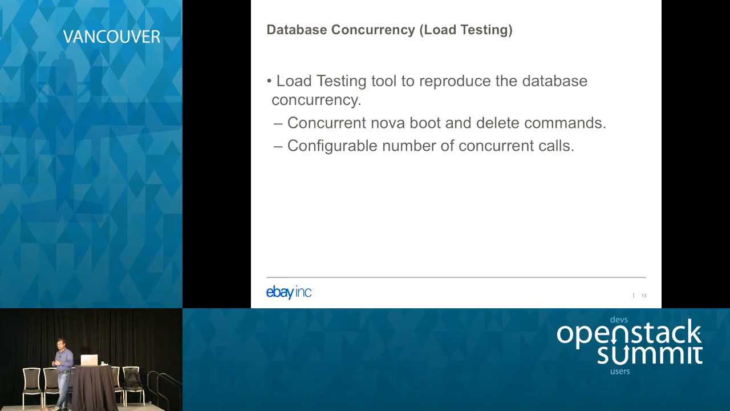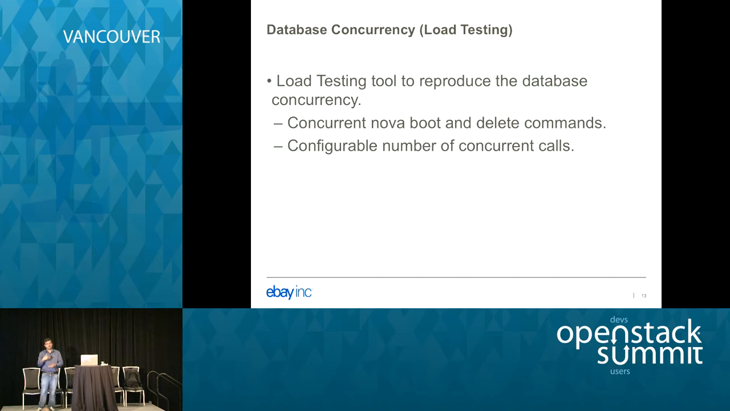We did a lot of load testing. We came up with a load testing tool to reproduce this database concurrency issue. We made API calls to Designate at the same time, because Designate Central is where the problem was. Designate Central gets requests from the message bus, but the message bus gets them from two places: one is the API and the other is sync. The only way to get data from the sync is to do NOAA boot and delete.